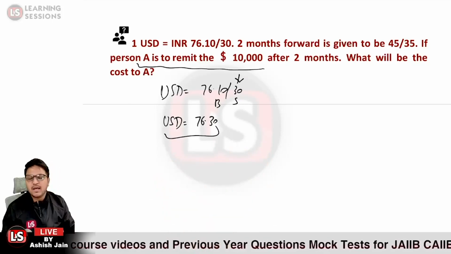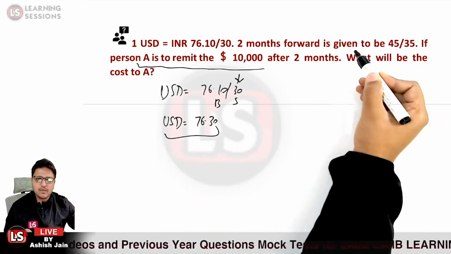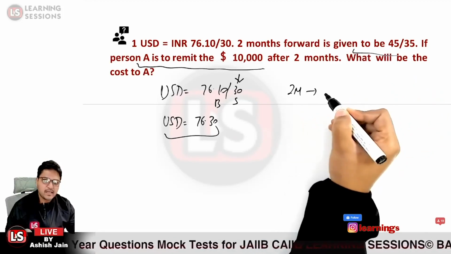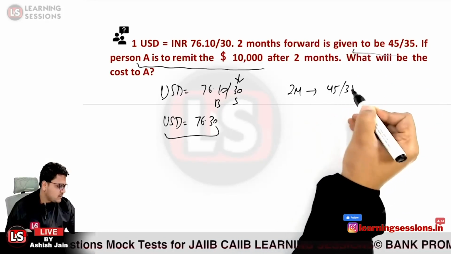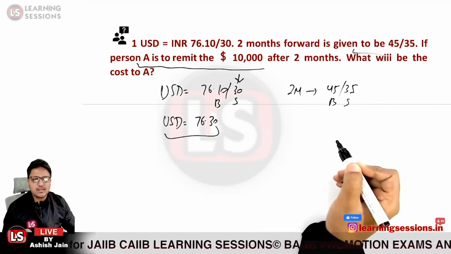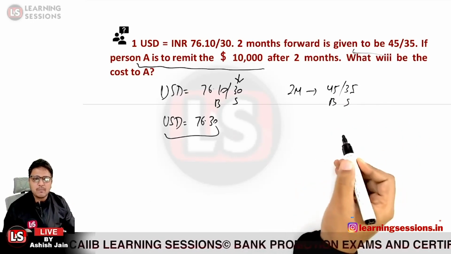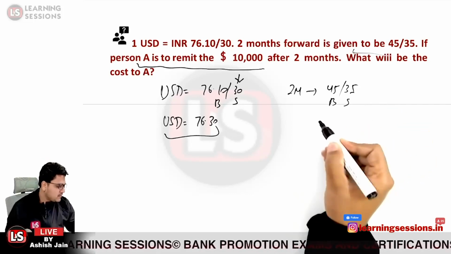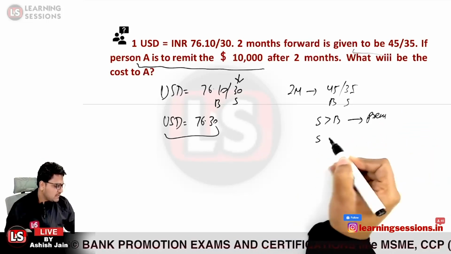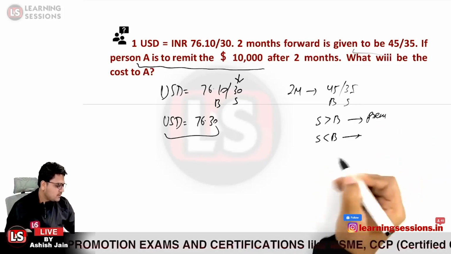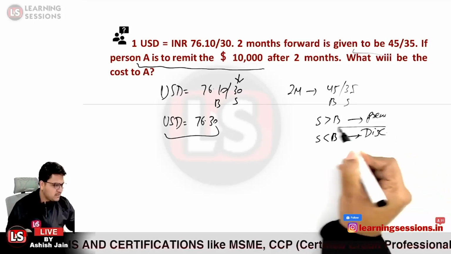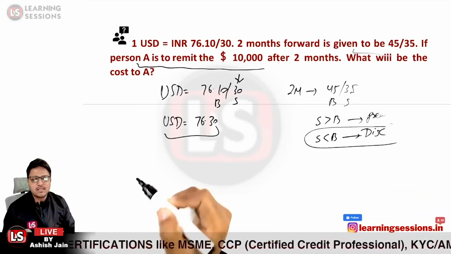76.30 over here. And further, we are provided with the 2-month forward rate. So the 2-month forward rates are given to be 45/35. These are the buying points and these are the selling points. Now what is the scenario? The currency is available at discount or at premium. I already told you that if selling points are greater than buying points, the currency is available at premium, and if the selling points are lesser than the buying points, the currency is said to be available at discount. Now in this particular case, the currency is available at a discount.